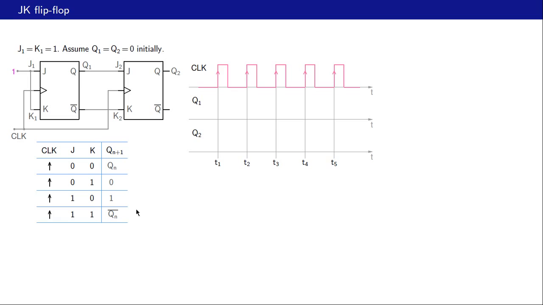This is our transition table. Now in this case, since J1 and K1 are both 1, we are looking at this row of the table. Qn plus 1 is Qn bar. That means Q1 is going to toggle after every active clock edge. It's going to change after this edge, after this edge, after this edge, and so on. So that is what it looks like. It was 0 to begin with, given here, changes here, changes again, and so on.